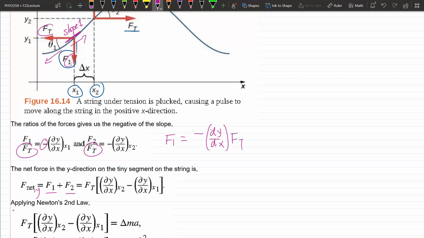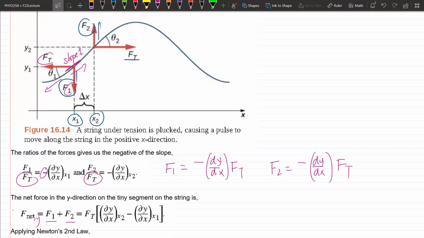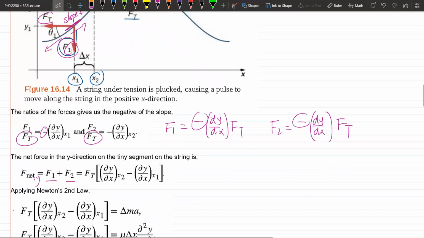Times force t, and then force 2 is equal to negative dy by dx, and then the force of the tension. So I'm going to ignore this little sign here because I know that force 2 is going to pull the string up. Force 1 is going to pull the string down, so they actually act in opposite directions.